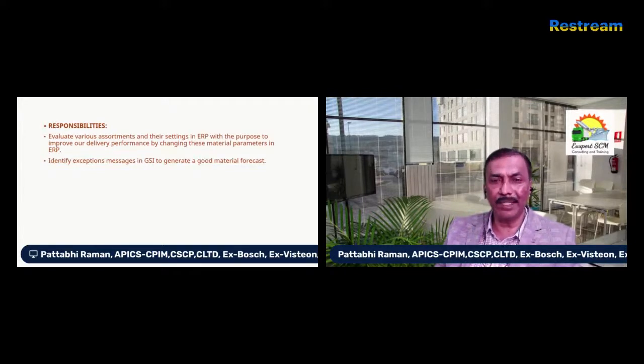Identify exception messages to generate good material forecast. How? What kind of exception messages can you provide as input to a good material forecast? I'm not sure what the person is talking about. There can be a lot of conflicts. Why? When do you get exception messages?